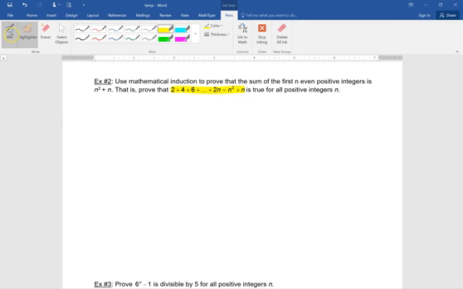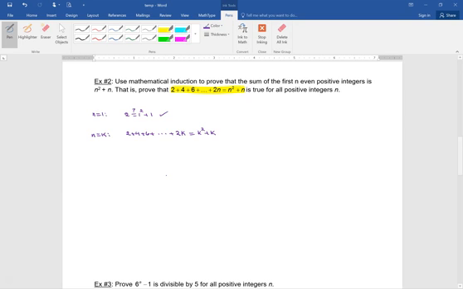Okay? So let's start with n equals 1. If n equals 1, I only have one term. Just 2. Now, is this equal to 1 squared plus 1? Yes, right? So that works. Now, n equals k says 2 plus 4 plus 6 plus and so on plus 2k is equal to k squared plus k. So you assume that that's true.